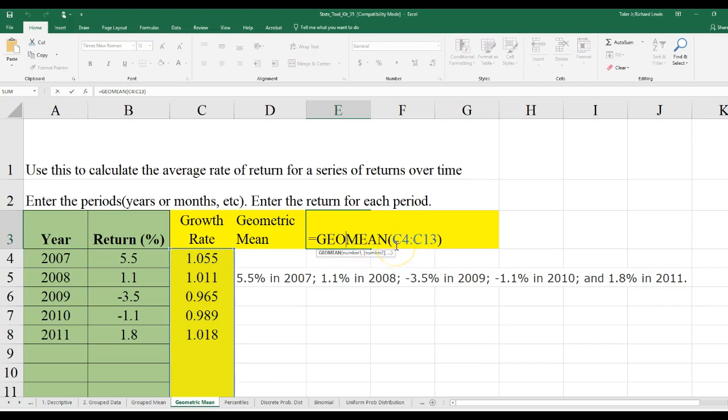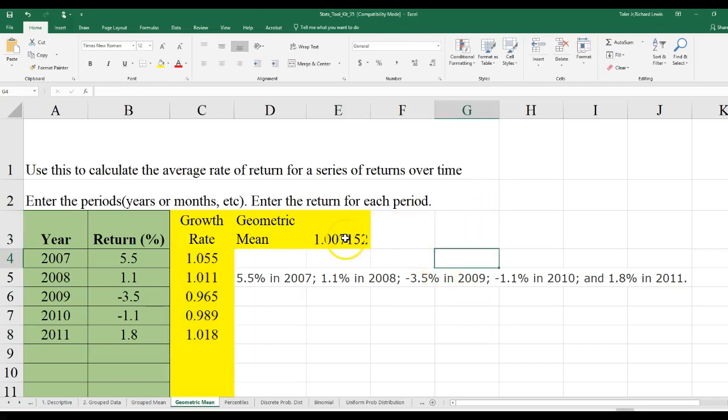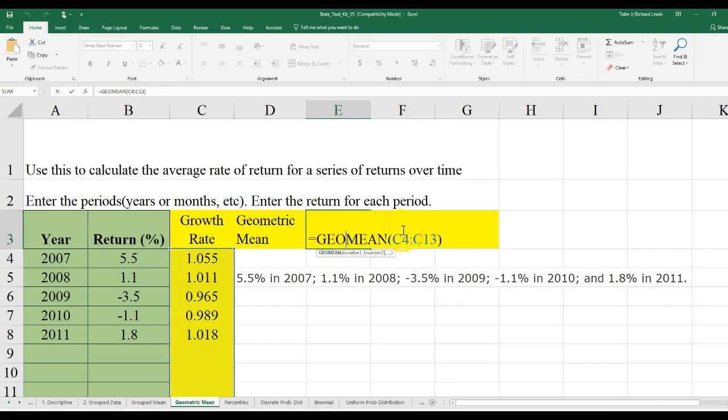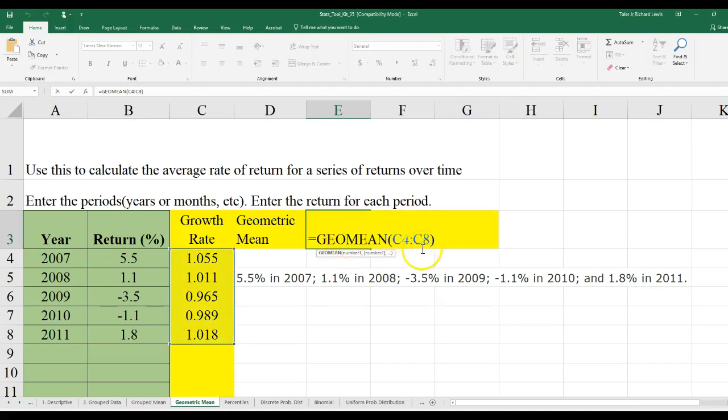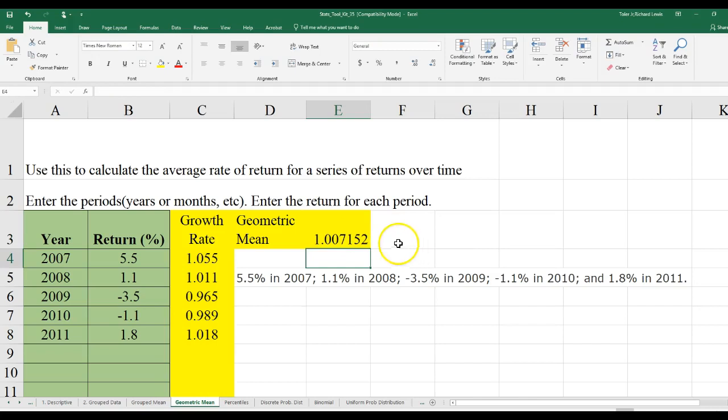And as you can see, we're using a range from C4 to C13. Again, to be safe, you may just want to adjust this to wherever your sequence ends. In this case, it ends at C8. But that doesn't actually change the end result. So even when we were going to C13, it still gave us the same number.